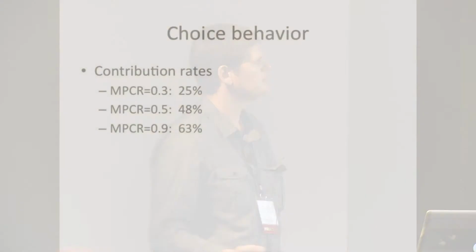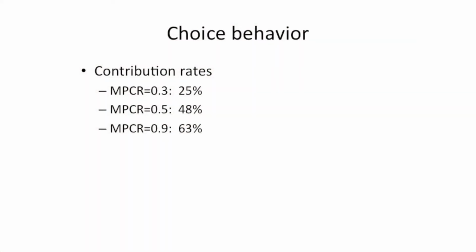And then we had 2 comprehension questions at the end, with which we excluded 29 subjects. Again, all in line with the Rand et al. experiment. Okay. What we found, in line with previous work on public goods, is that sure enough, subjects do indeed respond to the MPCR. As the public good gets better, as it gets more efficient, contribution rates climb from 25% to 48% to 63%.